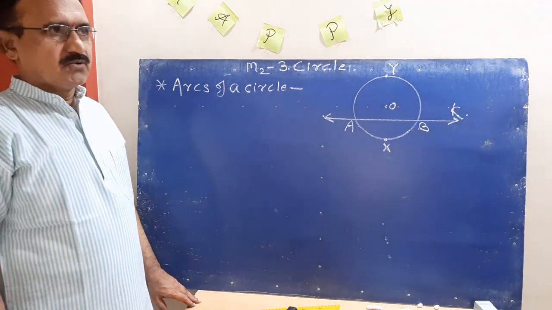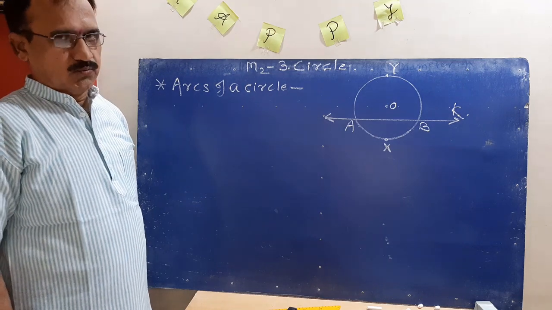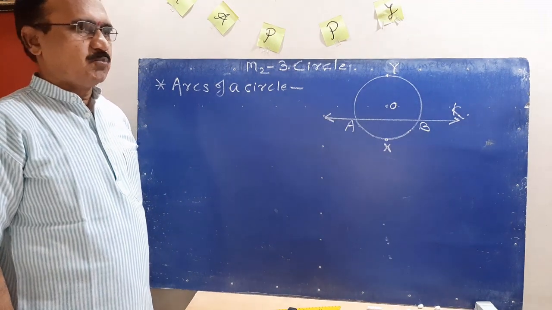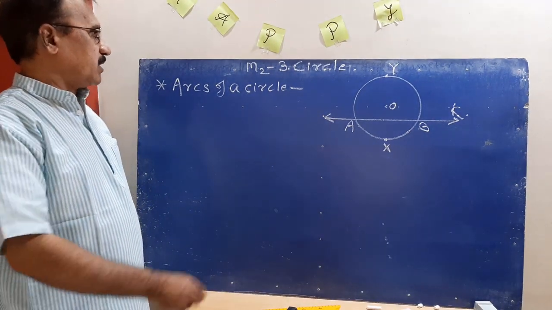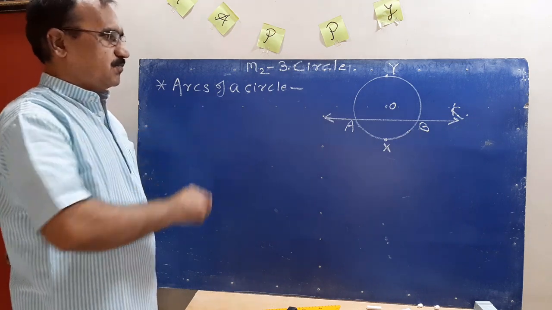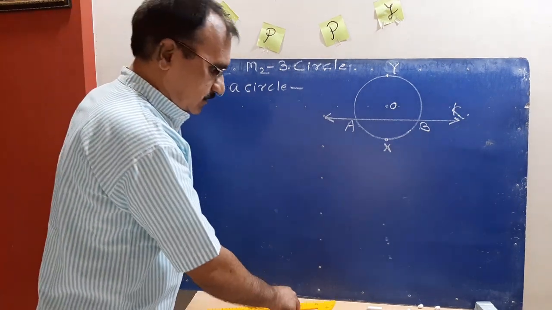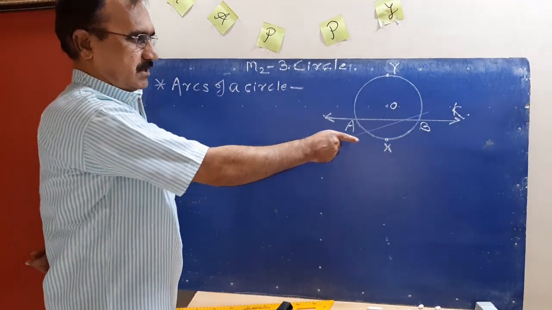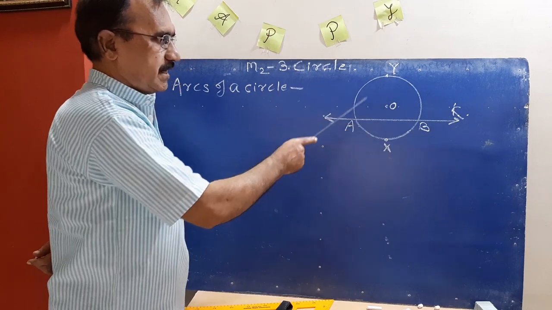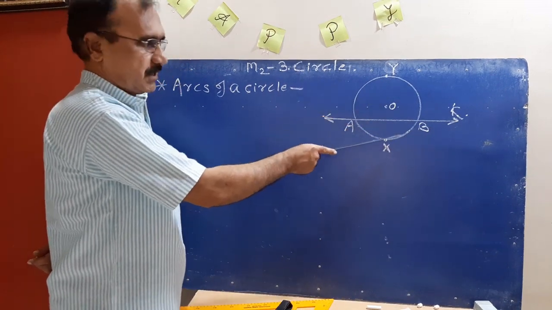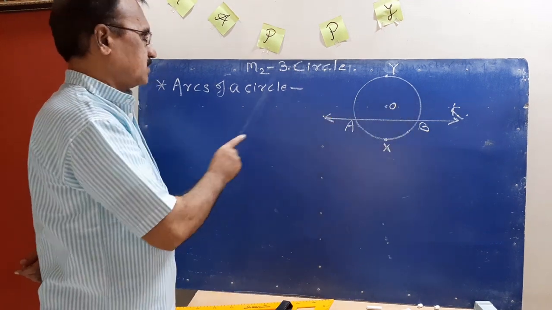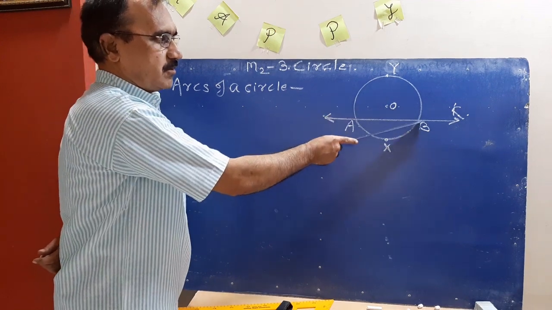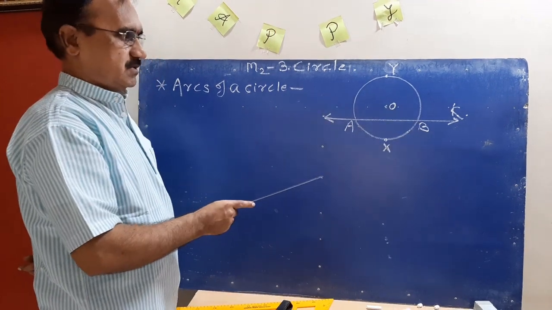In the previous period, we started Maths Part 2, Chapter 3, Circle, and we completed Practice Set 3.2. Now we are going to learn the next point, that is arcs of a circle. See this figure and draw it. This O-centered circle is divided by line K into two parts. Each part is called an arc of the circle. Arc AXB and arc AYB are the arcs of the same circle.